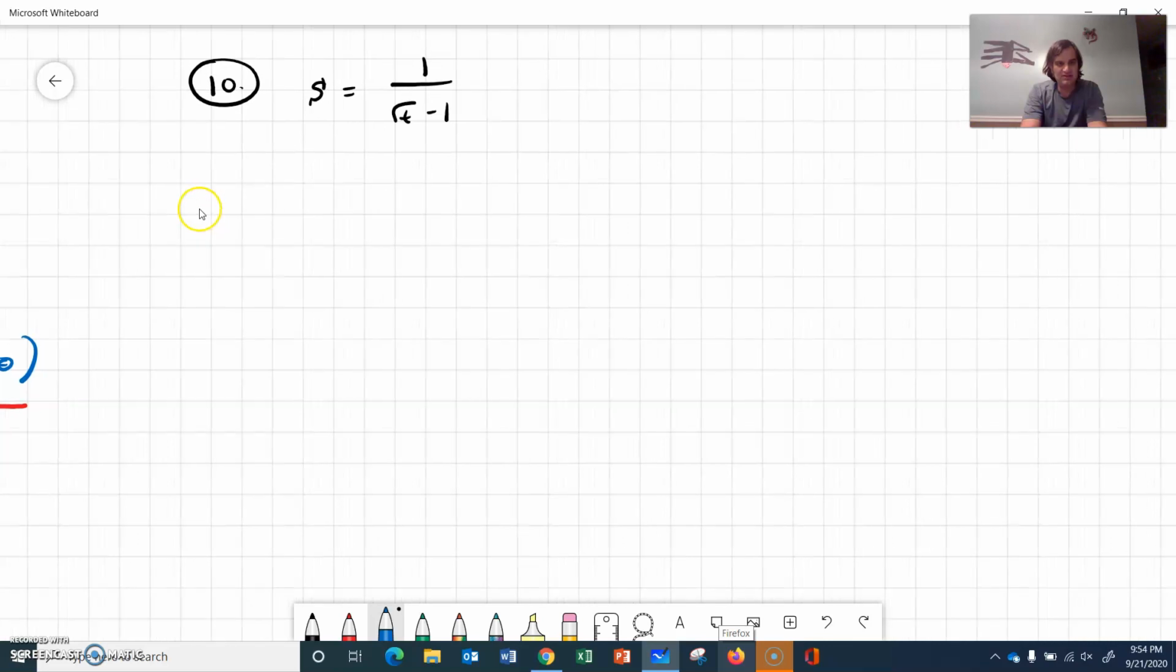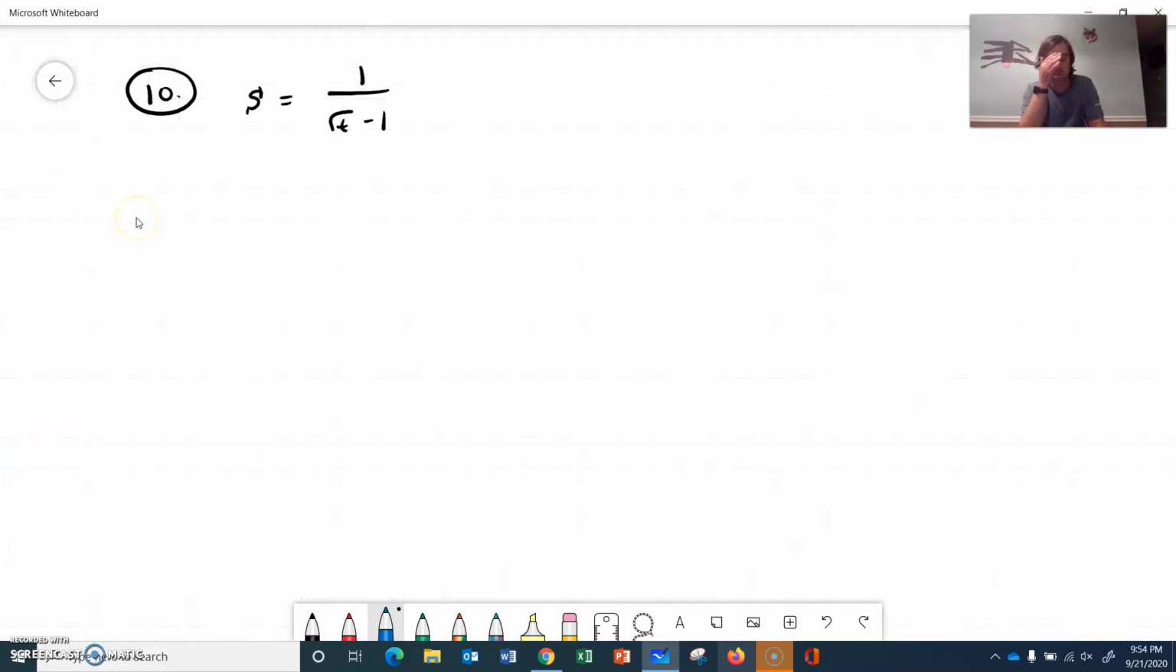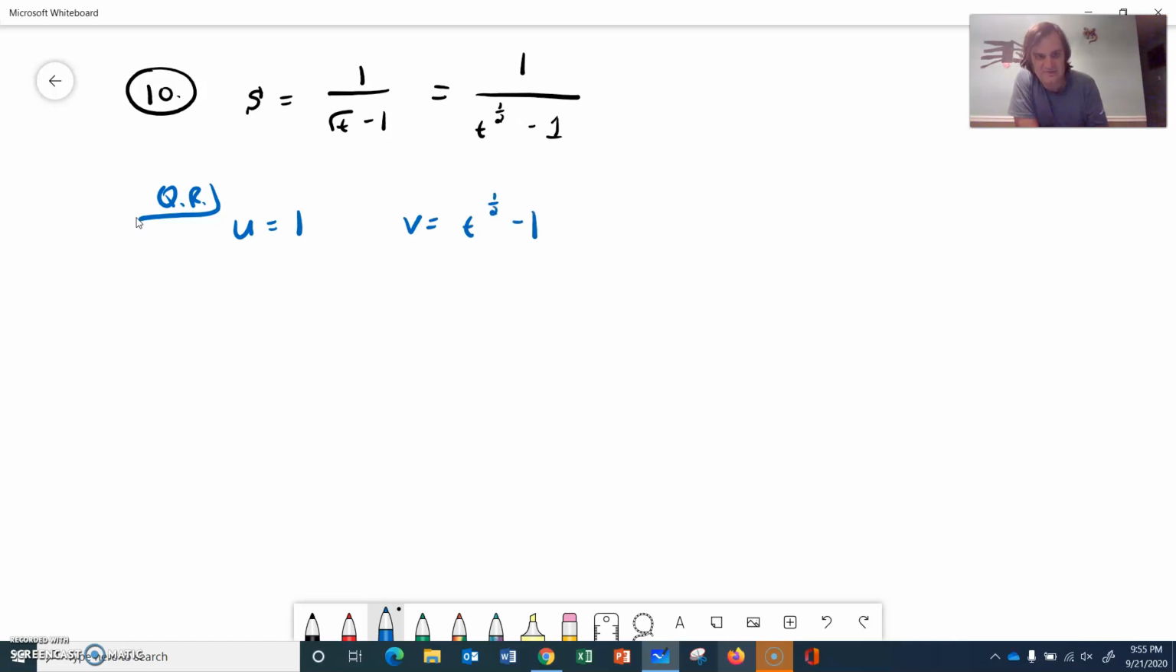Let's do one more for this video, and then we'll save the rest for a part 2. So number 10 is s equals 1 all over the square root of t and then -1. The -1 is not under the square root. I will rewrite a little bit here. You don't really have to, but I will change my square root of t to the 1/2. And I'm going to use a quotient rule here. So the u is 1, and the v is t to the 1/2 minus 1.